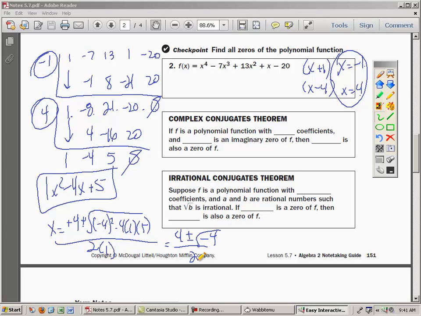All right, now the square root of negative 4 is the same thing as 2i. So this is 4 plus or minus 2i all over 2. And if I reduce everything by a 2, this becomes 2 plus or minus i. So my solutions are x equals 2 plus i, 2 minus i, negative 1, and positive 4. How many zeros do I have to have? I have to have 4 because of the fundamental theorem of algebra.